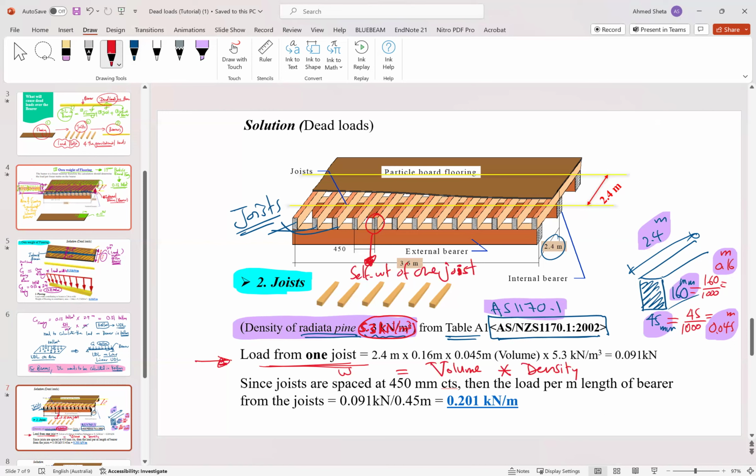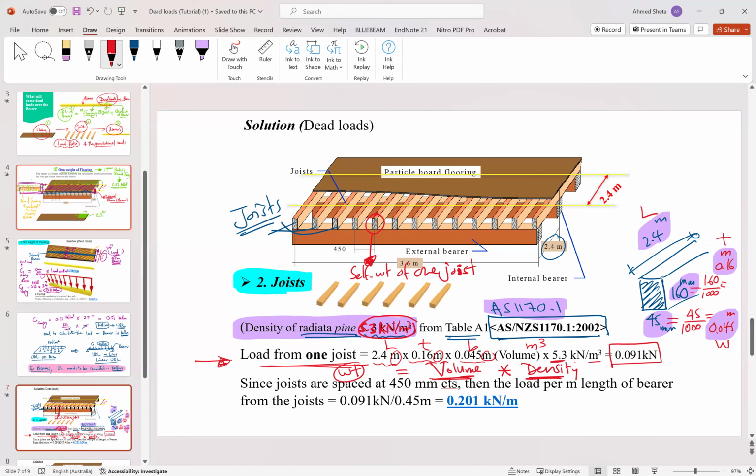So as you know from physics, the weight equals volume times the density. So how much is the volume? The volume will be the three-dimension width times depth times length. So it will be length times depth times width, which is 2.4 times 0.16 times 0.045. As you can see, all the units are meter, so the volume will be in cubic meter. And the density is 5.3 kilonewton per cubic meter, so the final value will be in kilonewton. Okay.